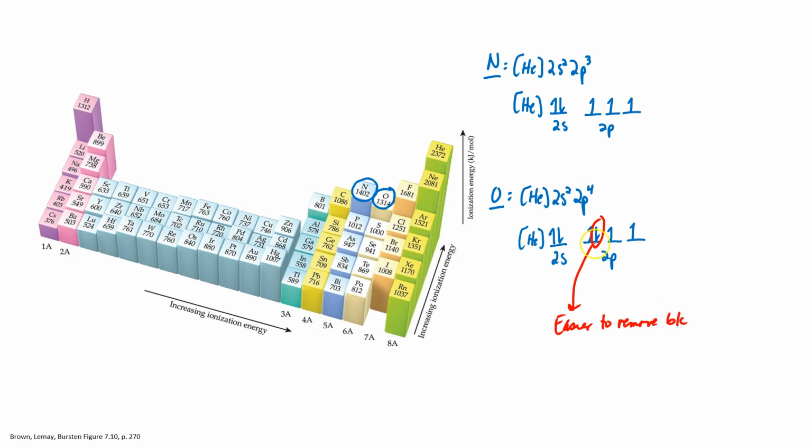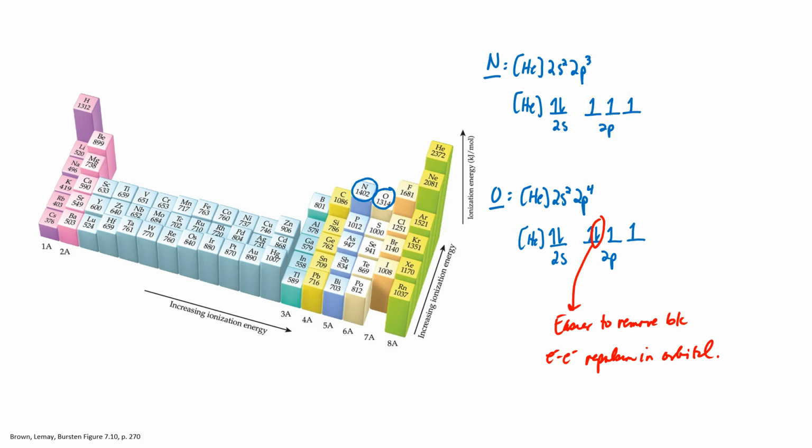and it's easier to remove because you already have this crowded orbital. There's already so-called electron-electron repulsion in the orbital. You've got a crowded orbital here, so this electron is easier to remove from oxygen compared to one of these electrons in nitrogen.